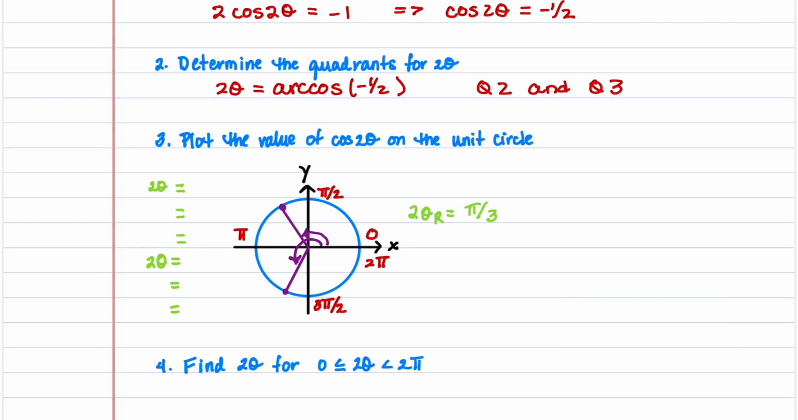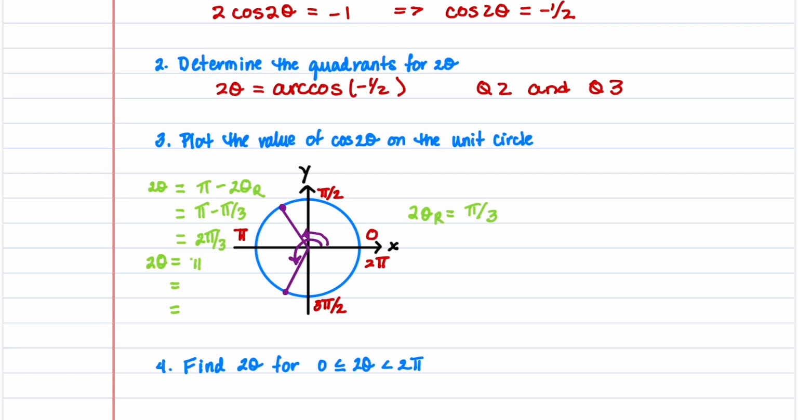Our solution in our second quadrant is going to be 2 theta is equal to pi minus 2 theta sub r. So this gives us pi minus pi over 3, which gives us 2 pi over 3. Our solution in our third quadrant is 2 theta is pi plus 2 theta sub r. So this is pi plus pi over 3, which is 4 pi over 3.